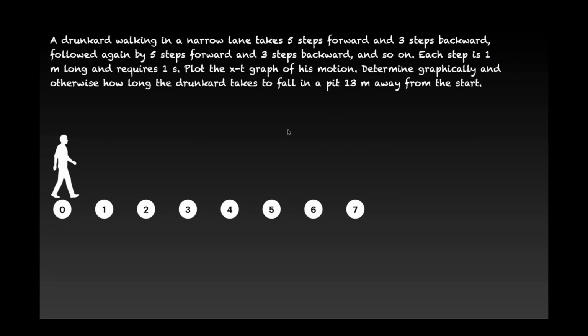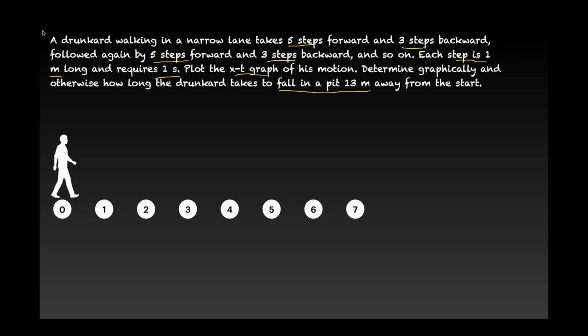So today we are going to be solving an interesting and funny question from motion in a straight line. Without any further ado, let us solve this question. This question states that there is a drunkard who moves 5 steps forward and 3 steps backward, again followed by 5 steps forward and 3 steps backward. The distance of each step is 1 meter, and the time taken for each step is 1 second. You have to draw the x-t graph. Also, you have to determine how much time it takes to fall into a pit which is 13 meters away from the start.